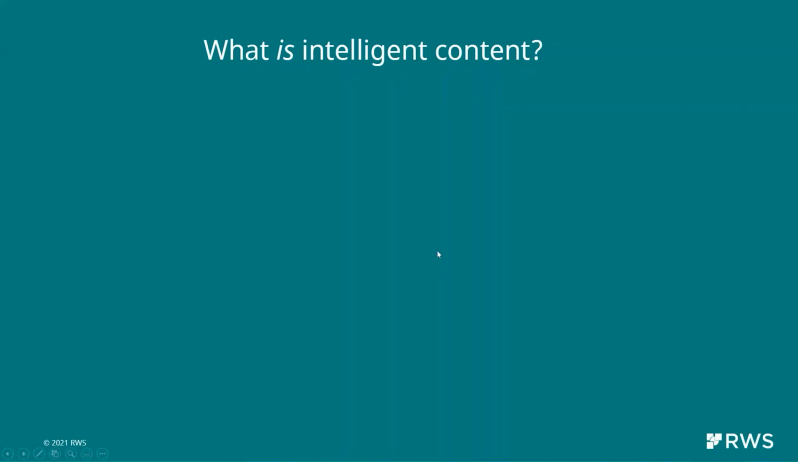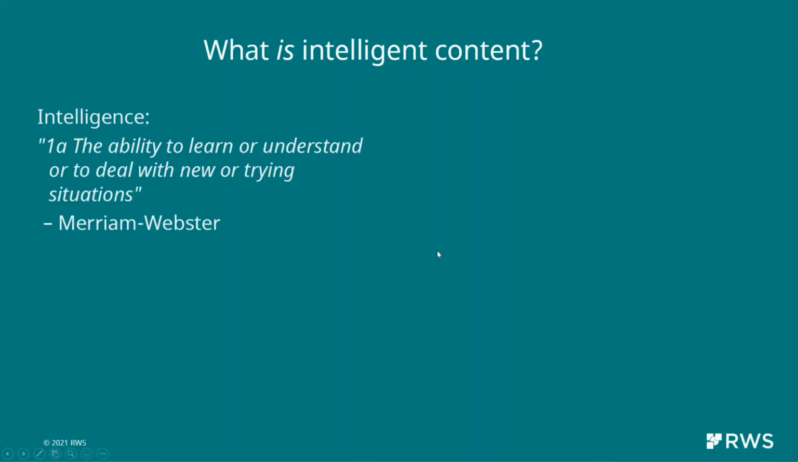So what is intelligent content? Let's look at intelligence first of all: the ability to learn or understand or to deal with new or trying situations. And I think this particular definition of intelligence is useful, because it implies something about flexibility, the ability to, as it says, deal with new situations. How about intelligent content? And Matthias gave that nice definition by Ann Rockley.